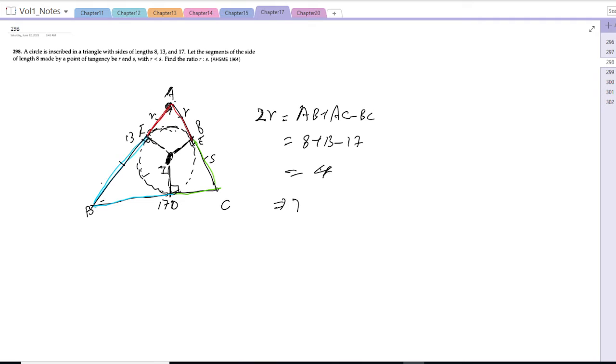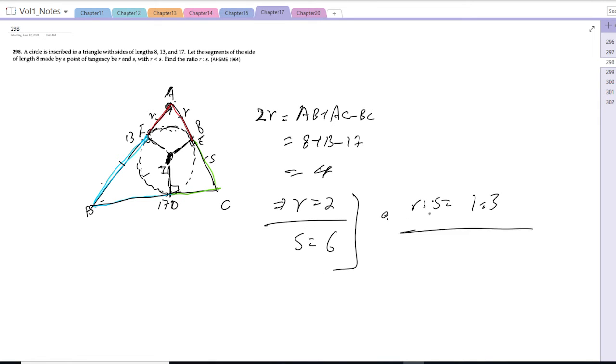So now you know the R is 2, right? Once you know the R is 2, S is 6, right? Then you can solve the R over S is 1 over 3.